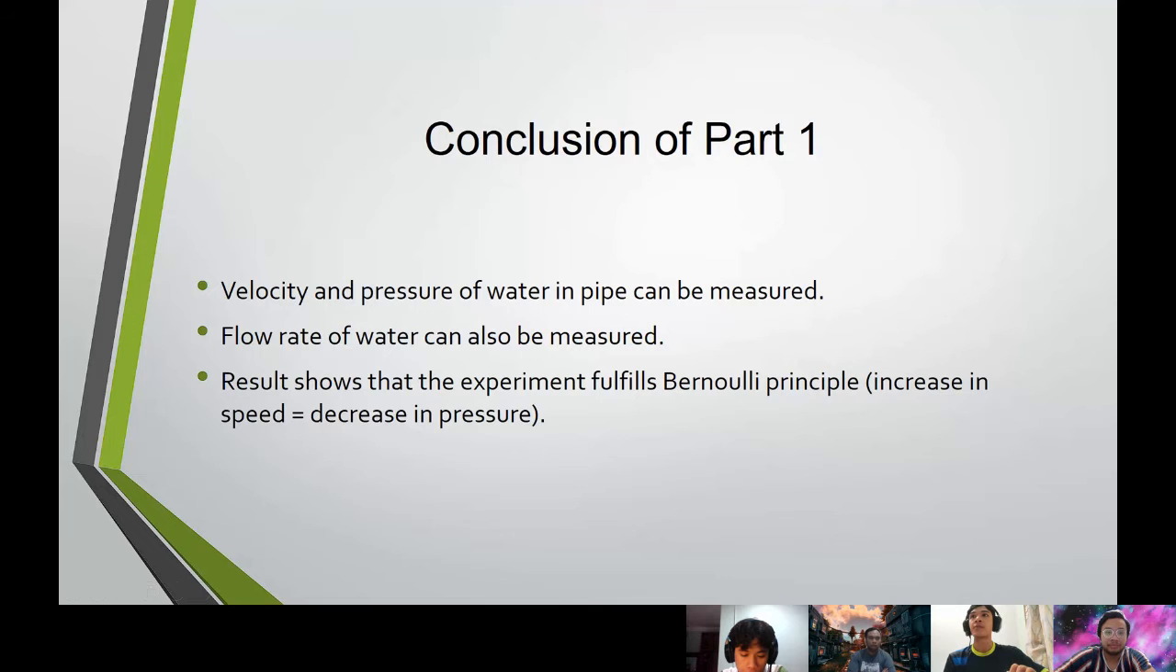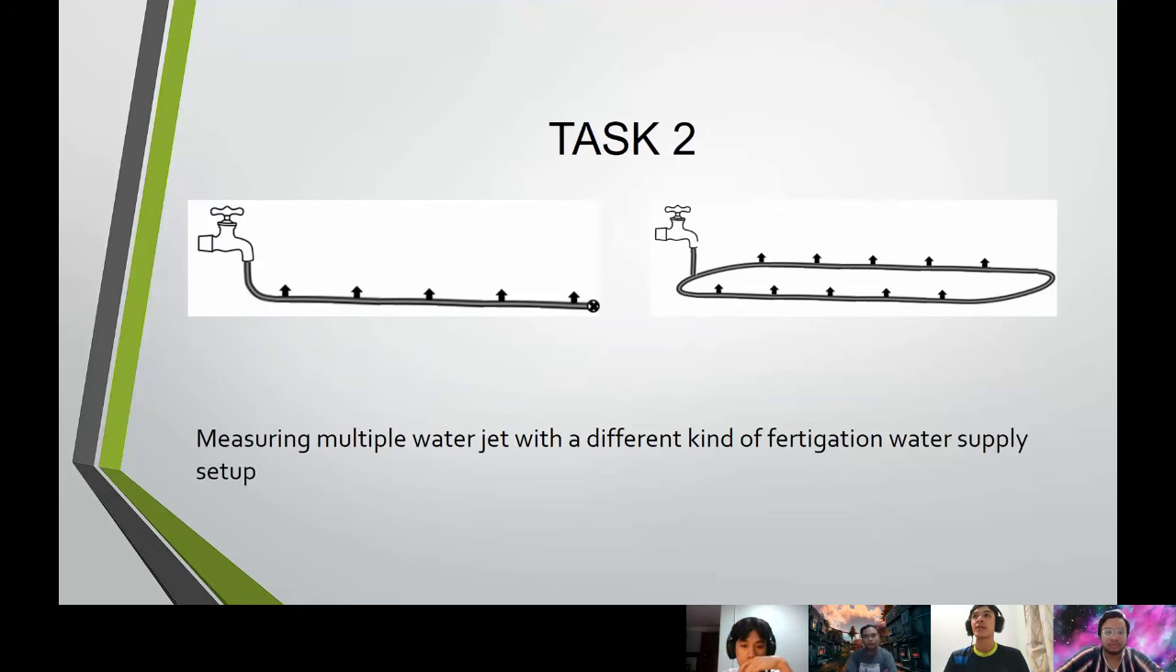For the conclusion of this part, velocity and pressure of water in a pipe can be measured. I have measured the velocity and also the pressure of this hose pipe for the main task 1. The flow rate of the water can also be measured using the Bernoulli formula, and the results show that the experiment fulfills the Bernoulli principle, which is an increase in speed and a decrease in pressure. So I will give the next person the chance to explain task 2.